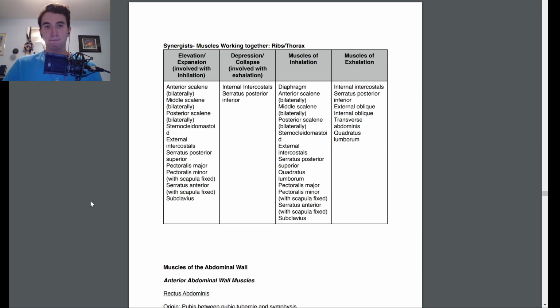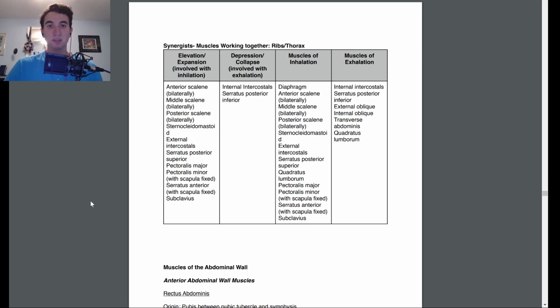Then for muscles of inhalation, we have the diaphragm, the anterior scalene bilaterally, the middle scalene bilaterally, the posterior scalene bilaterally, the sternocleidomastoid, the external intercostals, the serratus posterior superior, the quadratus lumborum, pec major, pec minor with scapular fixed, serratus anterior with scapular fixed, and the subclavius.